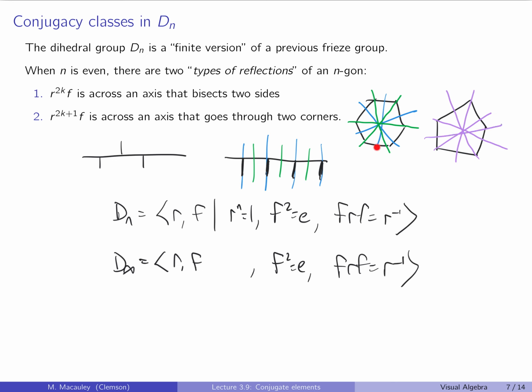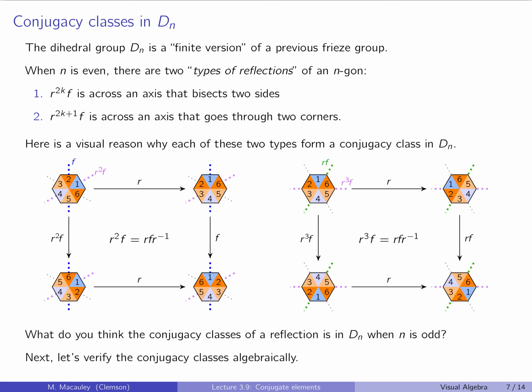If f is this central axis that's vertical, then these blue axes, when n is even, are r to the 2k f, and the green ones, the ones that go through the corners, are r to the 2k plus 1 f. So odd powers of r versus even powers of r. Here is a visual reason why each of these two types of reflections forms a conjugacy class in Dn when n is even. So here's a hexagon, and this picture is going to be like the frieze group one in the previous slide, except instead of going on forever in both directions, it wraps around after 6 edges.